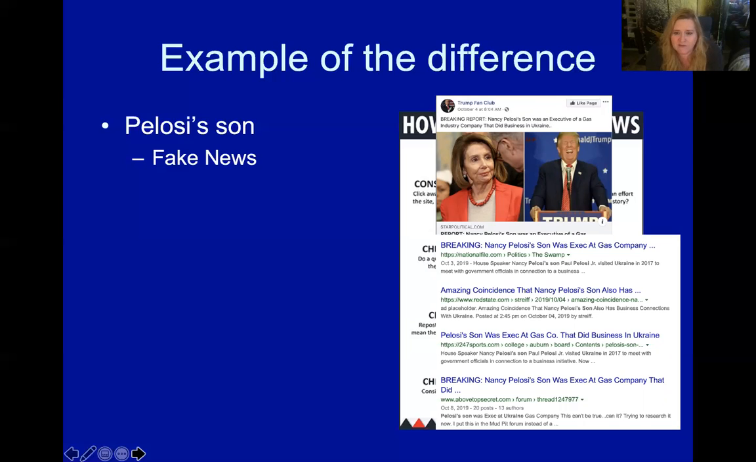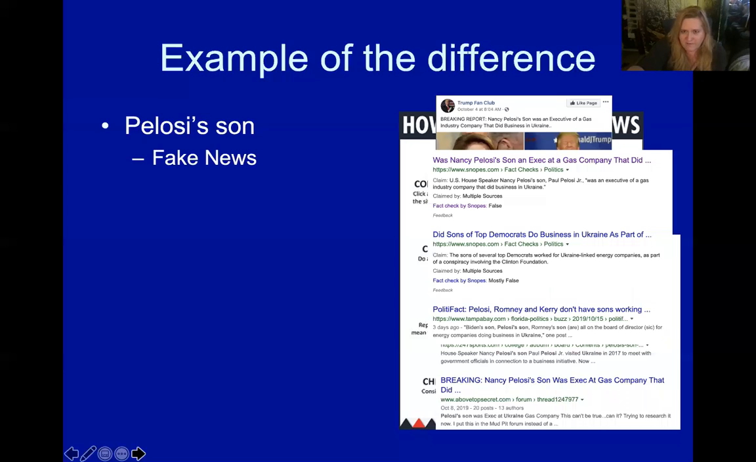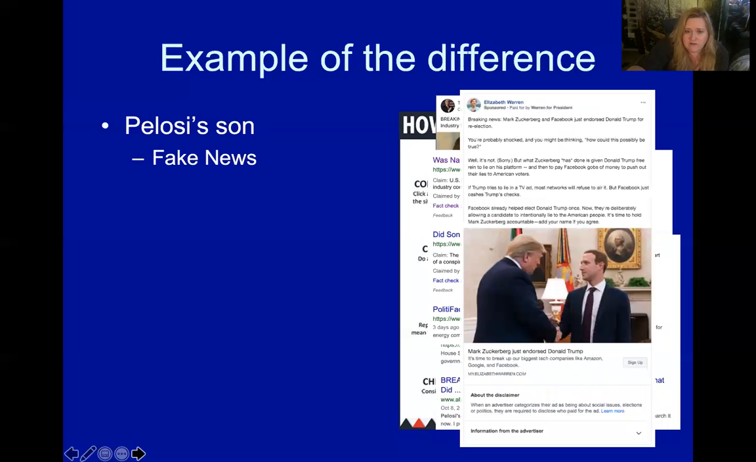And if you look, breaking story: nationalfile.com, redstate.com, 247sports.com, abovetopsecret.com, they all cite each other for this story. This is a made up story. It's not an opinion about right or wrong. It literally didn't happen. Keep going, and according to Snopes and everything else, this is untrue.